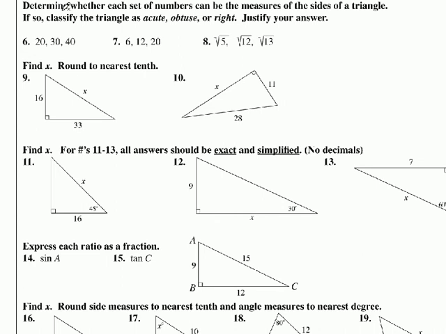Alright, let's take a look. It says determine whether each set of numbers can be the measures of a triangle. So there's actually two parts to this. First of all, we have to determine if that's a triangle to begin with. You can't just take any 3 sides and make a triangle out of it. There has to be something that's true just to make it a triangle to begin with. So let's see if this is a triangle to begin with. What's our little trick? Kaylee?